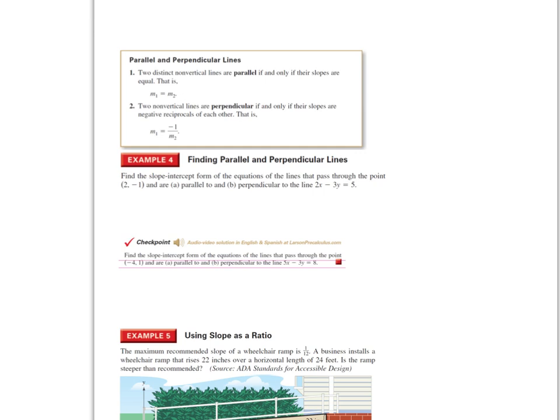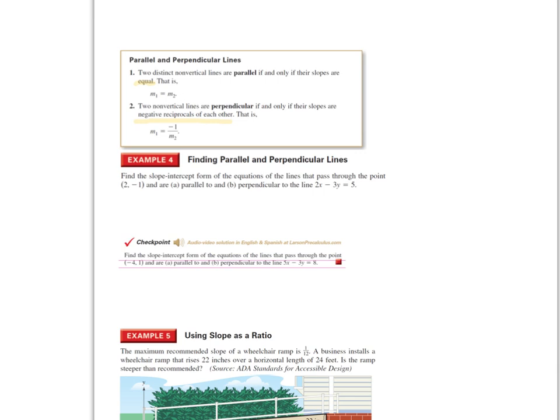Two distinct non-vertical lines are parallel if and only if their slopes are exactly the same. We know that, so we don't have to worry about that one. And the next one, two non-vertical lines are perpendicular if and only if their slopes are negative reciprocals of each other. Again, all of this should be review, not only from Algebra 1, but from Algebra 2 and from geometry. Okay, so what we're going to do, we're going to have to look at slopes.